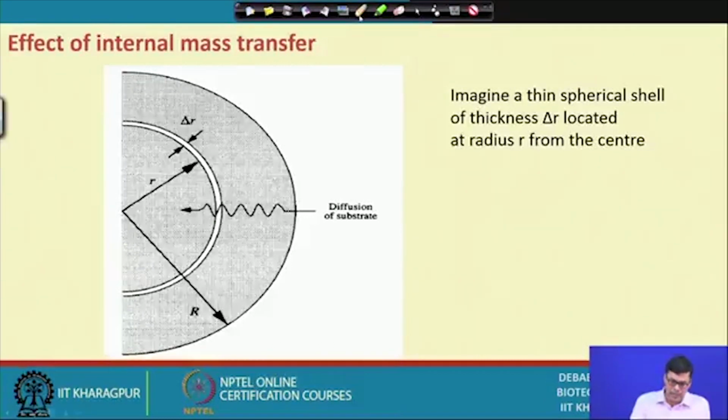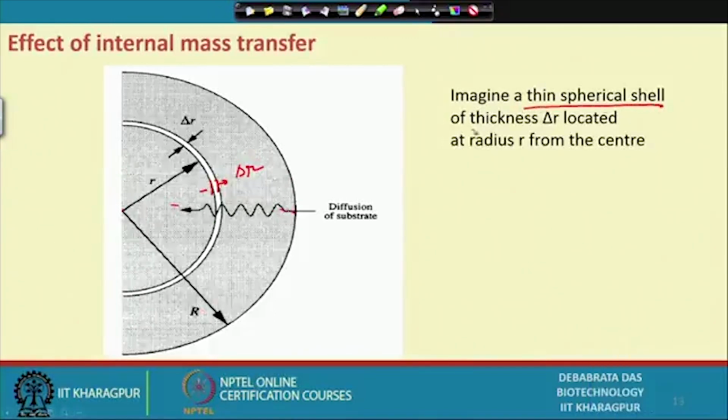Here we can see that this is the core of the solid matrix, and here the substrate is diffusing. Let us assume this is the fraction, del r. Then we can integrate from 0 to r. Imagine a thin spherical cell of thickness del r located at radius r from the center. Okay, let us assume that.